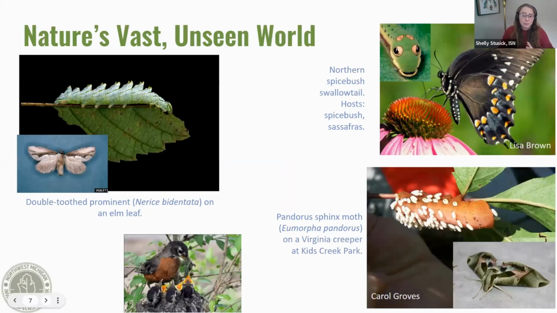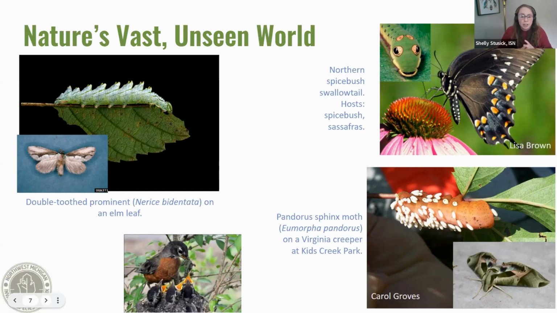So to give a few examples, we have the double-toothed prominent on an elm leaf. We have the sphinx moth with Virginia creeper, and that's a local photo. And I think perhaps what people might be more familiar with is the northern spicebush swallowtail with the hosts of spicebush and sassafras. And these are relationships that are just as tightly linked as the monarch and the milkweed. These exist far beyond what we like to call the poster child of monarchs, with these also very gorgeous moth and butterfly species as well.